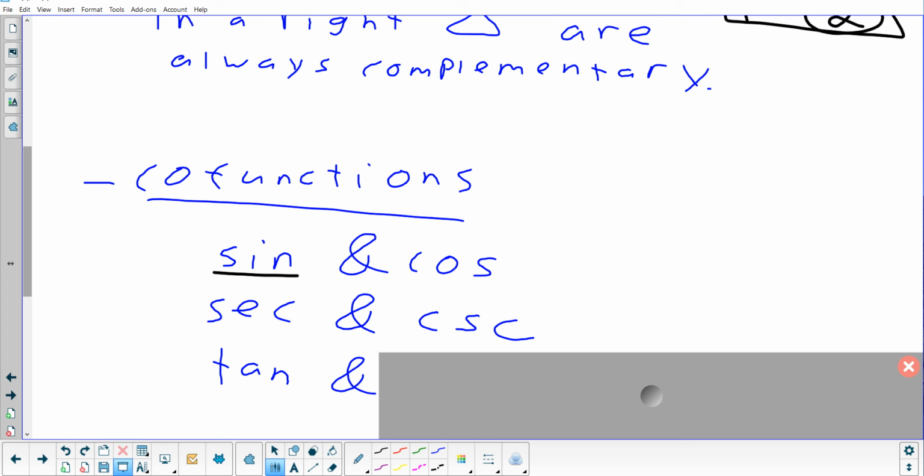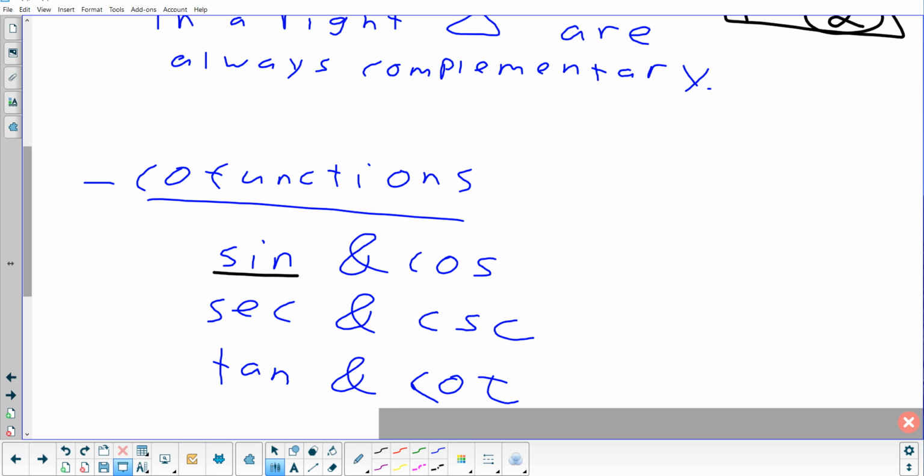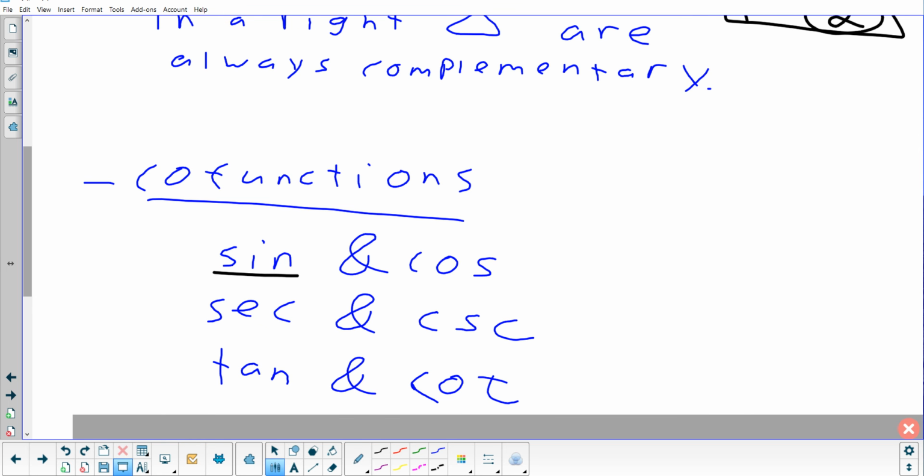How about the cofunction for tangent? What do you think we call that one? Cotangent. So these are what we call the cofunctions when we talk about this in trig. Sine, cosine, secant, cosecant, tangent, and cotangent. Any question on these pairs? That's it, that's all.